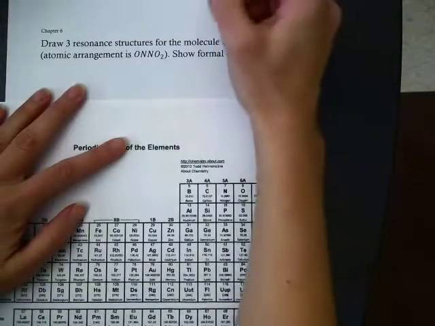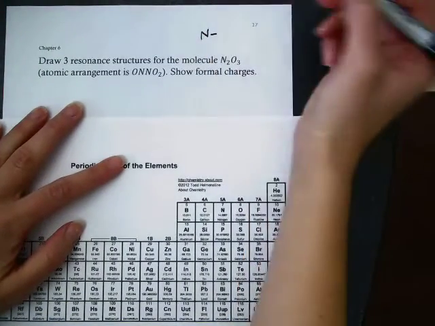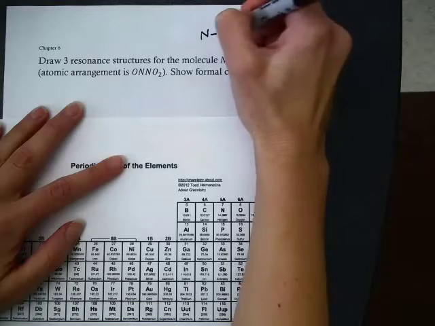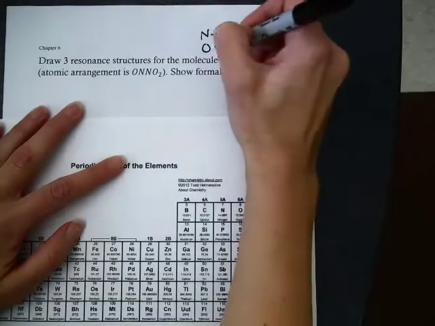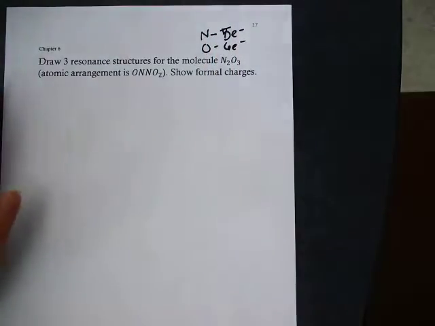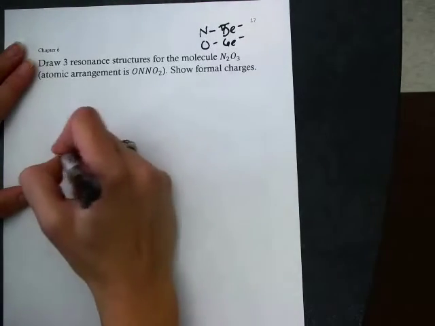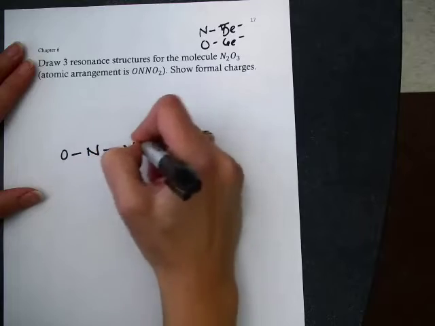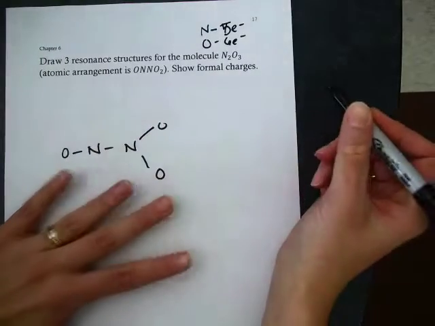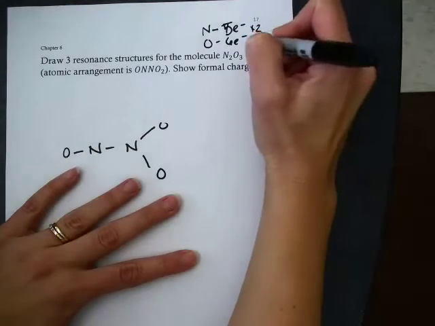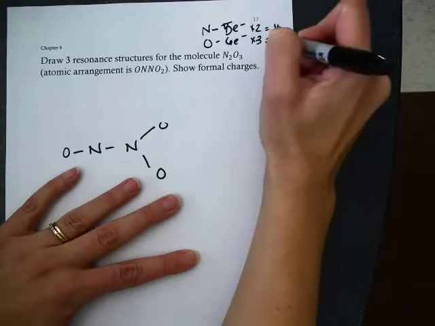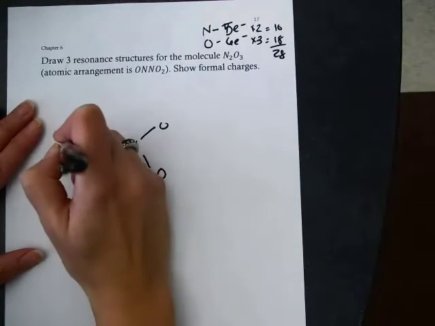All right, this question is asking me to draw resonance structures. It's telling me N2O3, so I'm checking how many valence electrons nitrogen and oxygen have. Nitrogen has 5, oxygen has 6. It tells me it should be O, N, N, O2, so I assume that means both of those O's would go on that N. When I count up my total electrons, I would have 28.